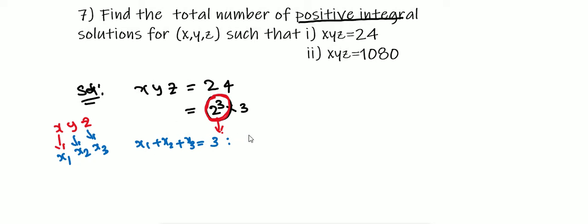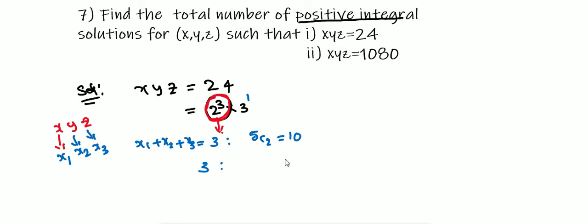So 3 power 1. That means one identical object is being distributed to three groups. That can be done in three ways, either to x or y or z. So finally, in this case the solution is 10 into 3, so 30. Okay.